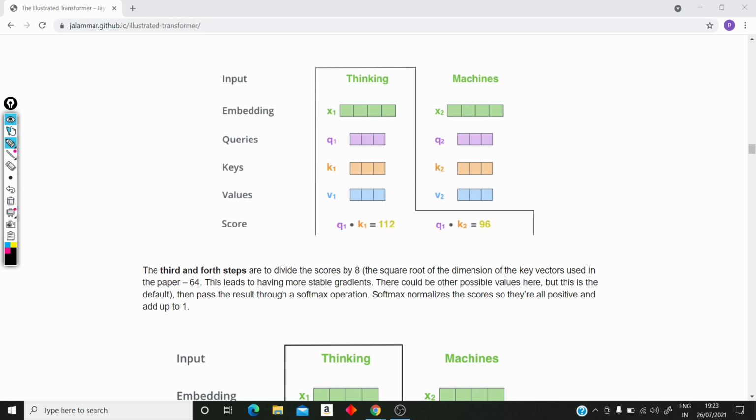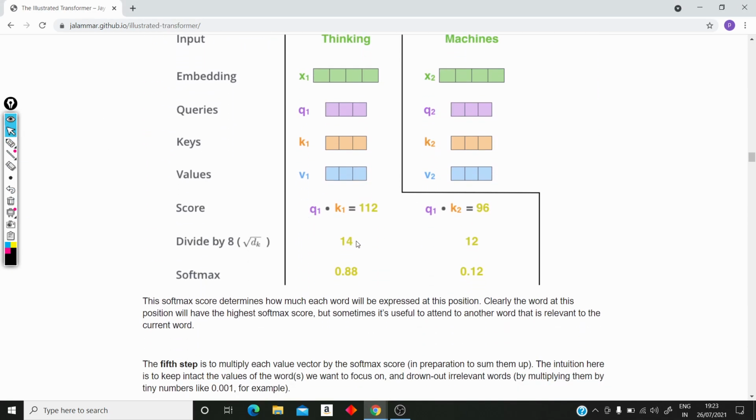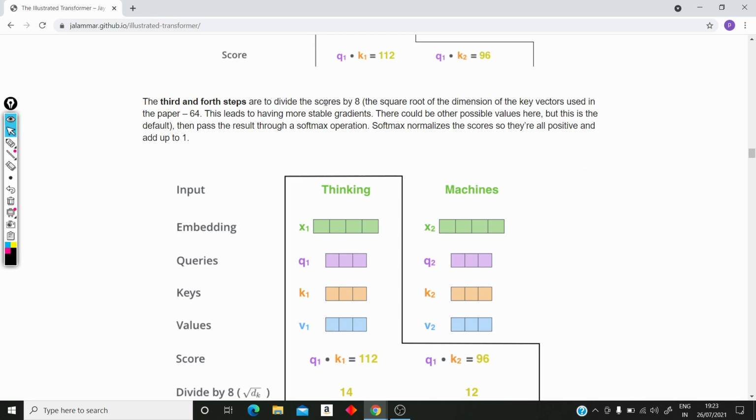After this we are dividing by 8, and they have even mentioned here why they use 8: the third and fourth steps are to divide the scores by 8, so whatever score we get we divide by 8. And why 8? Because it's the square root of the dimension of the key vectors used in the paper, which is 64. There's one more reason, that this leads to more stable gradients. They experimented and got more stable gradients, and that's the logic behind using 64.